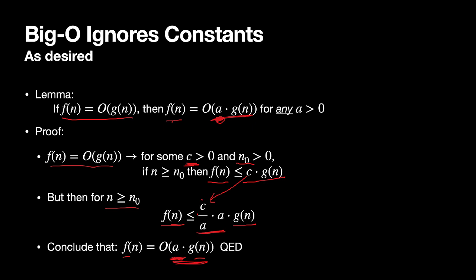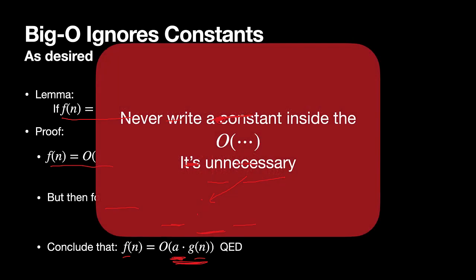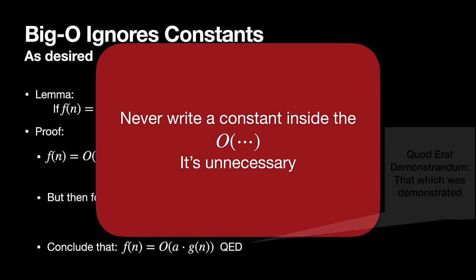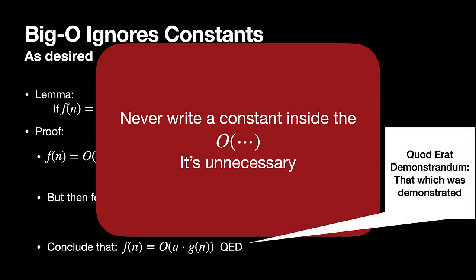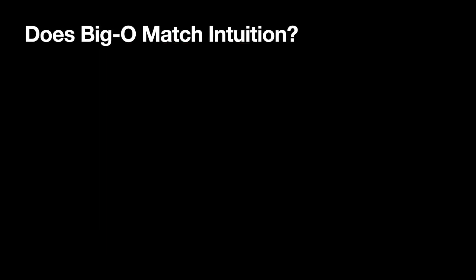So the big takeaway from this is that we never need to write all of those constant values. We can just discard them. If we've got a multiplier by something, when we're simplifying our big O notation, we'll discard that multiplier. By the way, a lot of our proofs here end with the Latin phrase, QED, which means that which has been demonstrated.